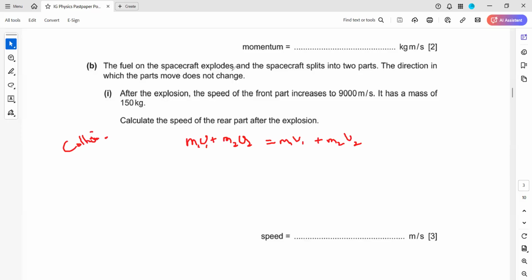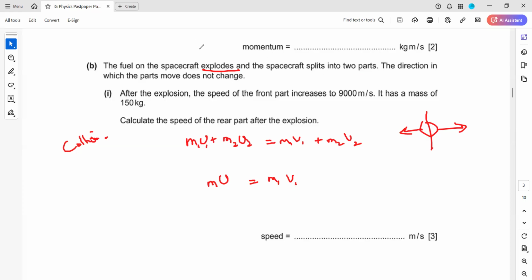What is there in the question? This is an explosion. So whenever an explosion is there, the total mass and the total initial velocity should equal m1 v1 plus m2 v2. But during an explosion, what will happen whenever an object explodes? If one part moves towards the left, the other part will move towards the right, with the same momentum but in opposite directions, to conserve momentum.